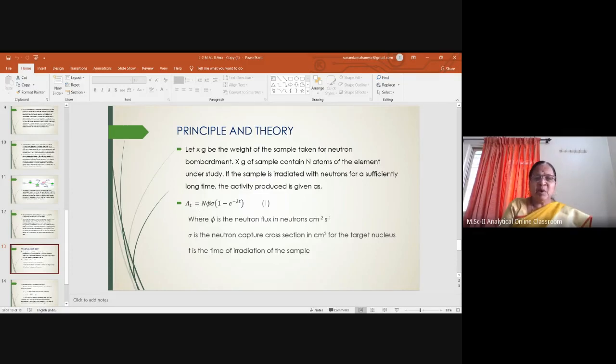Then this is the symbol for Avogadro number. Then phi is the neutron flux in centimeter raised to 2 second inverse, multiplied by sigma into the bracket 1 minus e raised to minus lambda t. Sigma is the neutron capture cross section in centimeter square for the target nucleus, and t is the time of irradiation of the sample. We will see this in the next lecture.